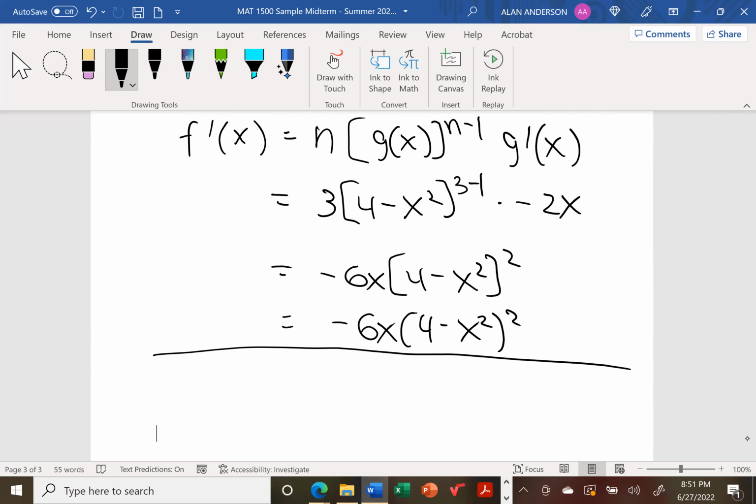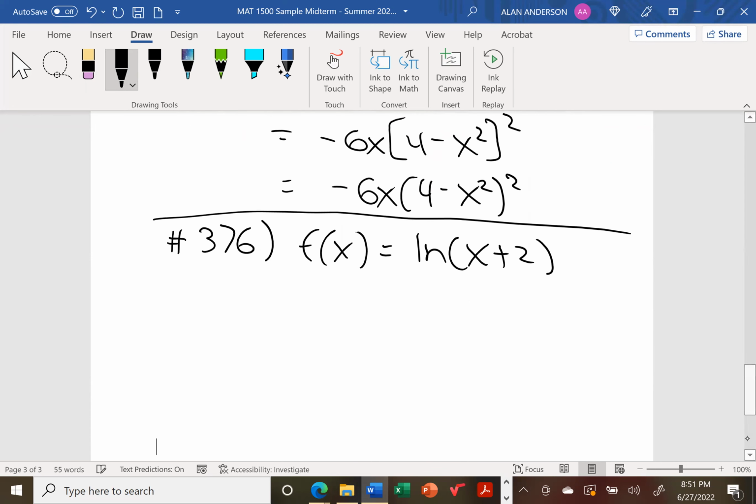Number 376 asks us to take the derivative of natural log x plus 2. Okay. Now, what rule are we looking at here?